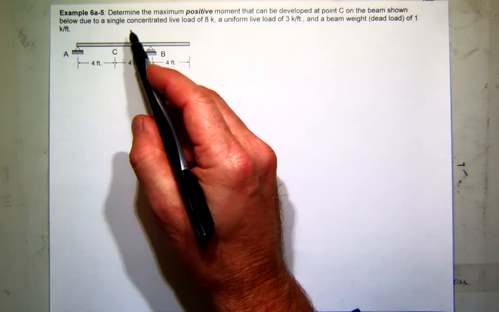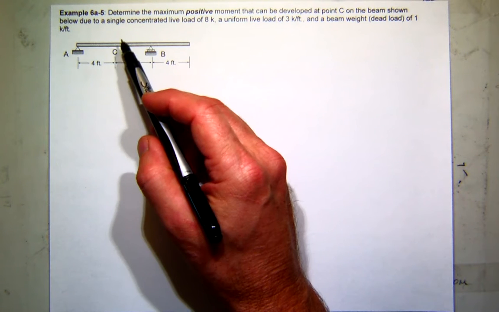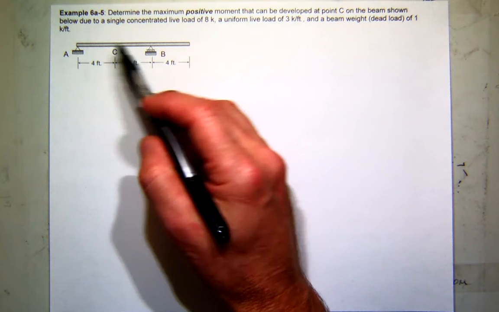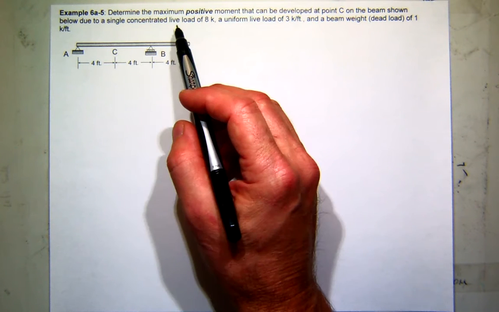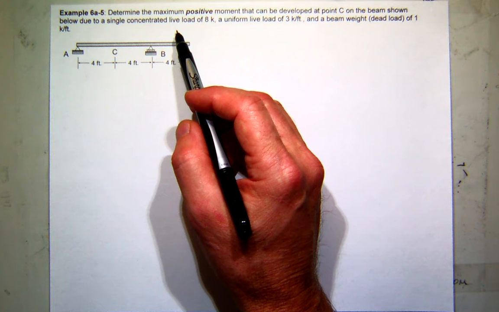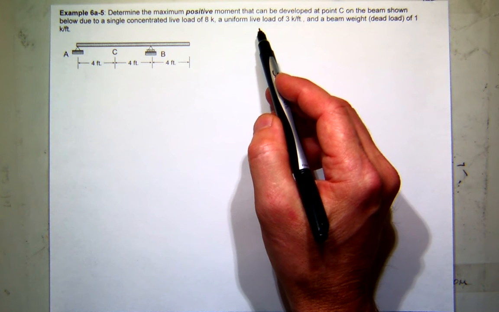So in this problem, we want to find the maximum positive moment that can be developed here at C, which is the center of this span. And we've got a single concentrated live load. Live means it's moving around. We've got a uniform live load. That's something a little new. We'll talk about that. And then we've got our dead load. We've already seen something like that.